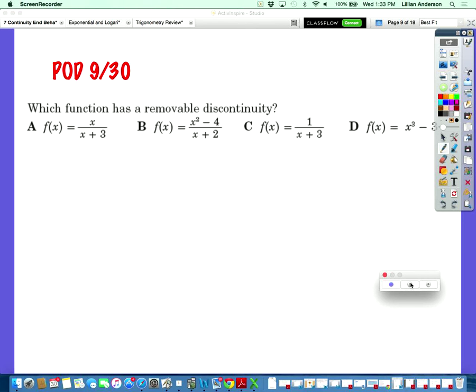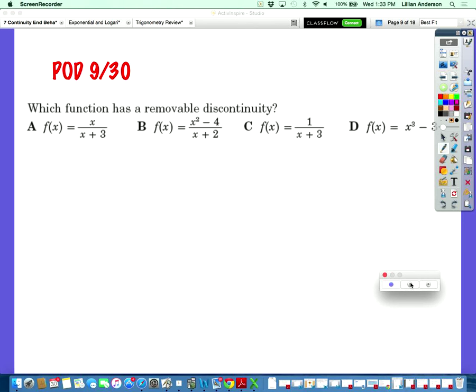Now piecewise functions, depending on exactly what type of piecewise function you have, could also be discontinuous, so do be aware of that. What we're going to do today is go back over continuity a little bit more, and then we're going to finish up the lesson 7 notes.